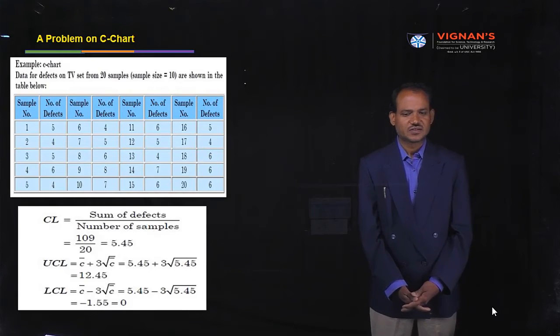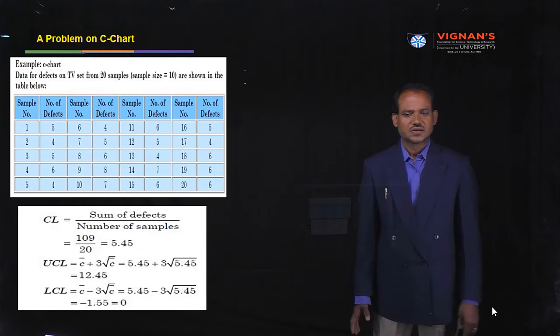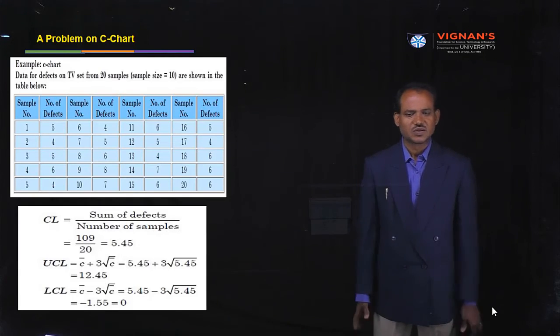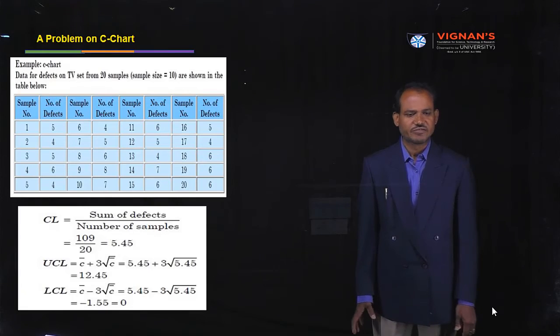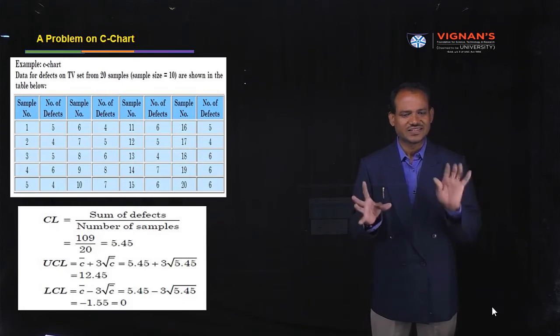Sum of defects is equal to 109. Number of samples are 20. Therefore, CL is equal to 109 divided by 20. It becomes 5.45. After completion of CL, calculate UCL. We have formula. You have to remember this formula all the time. C bar plus 3 into square root of C bar. Simply substitute all the given values. You will get 12.45. Similarly, LCL.